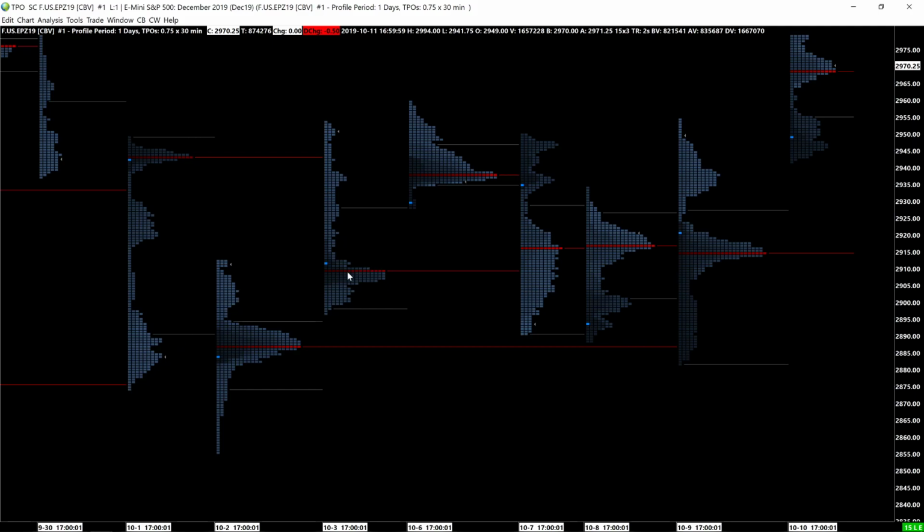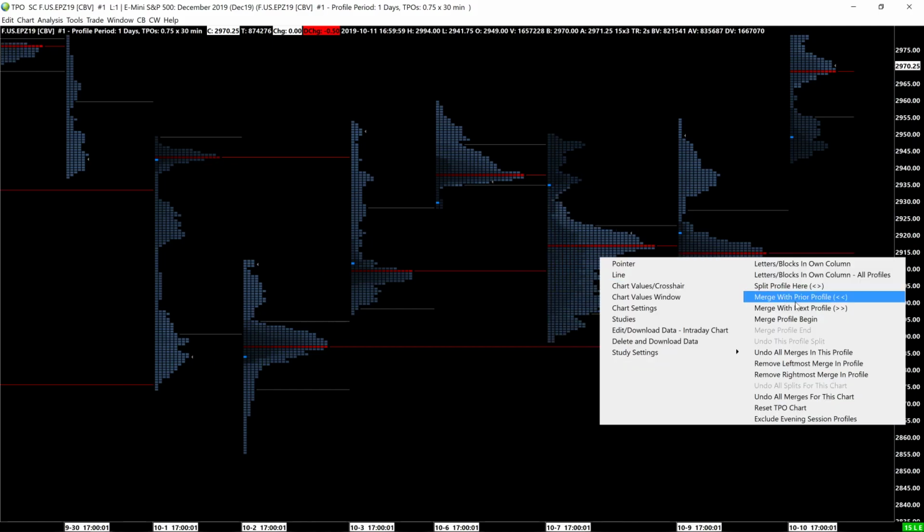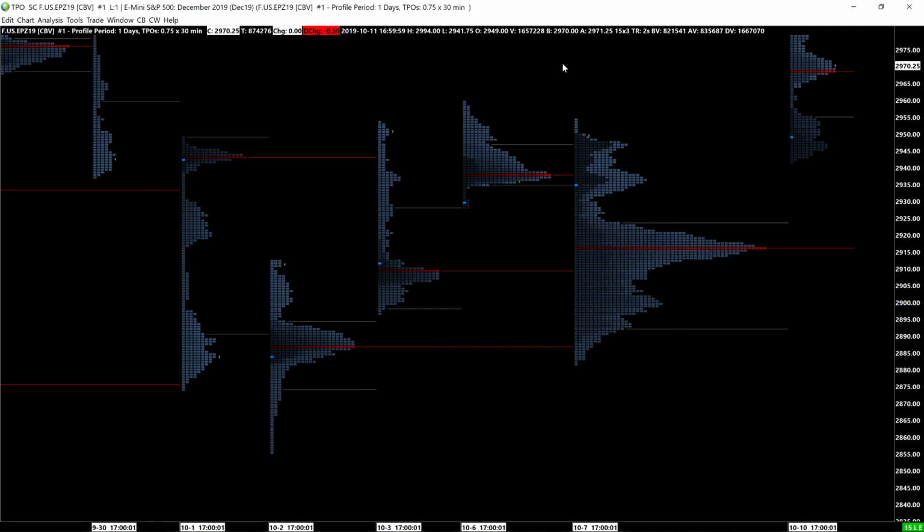And this was a trending day, so I don't really want to look at that too much. However, you can see prior point of control, point of control, point of control, especially these 3 days in particular. This is something that I would consider merging, so we can merge these together and get this distribution where we can see where value had been established.